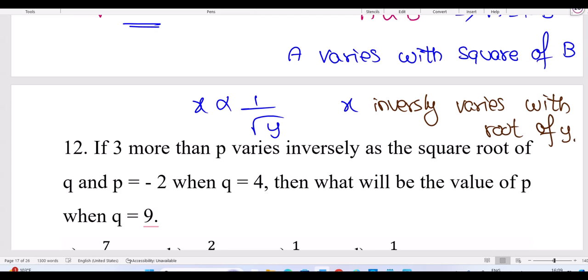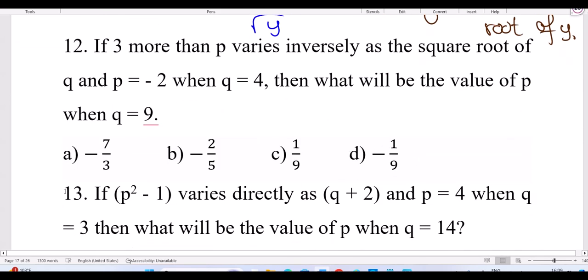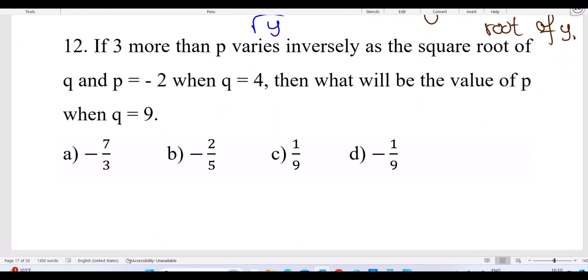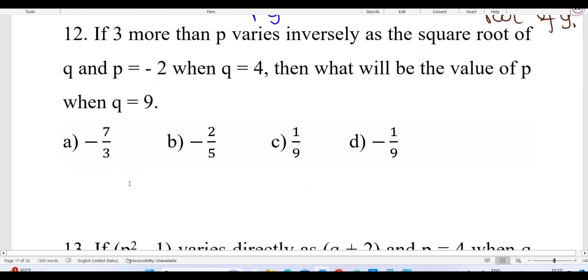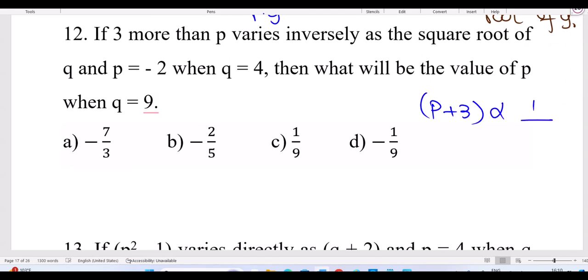Now for the 12th question, you write the equation. Please do 12 and 13. The 12th one: 3 more than p inversely varies with the square root of q. Now remove the proportionality and we will get k. So p + 3 = k by root q. To calculate k, there is a set of values of p and q.